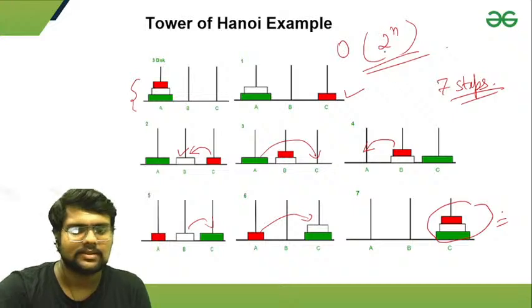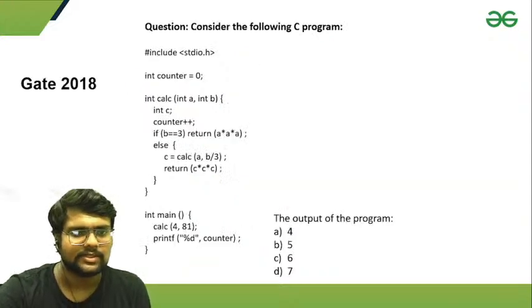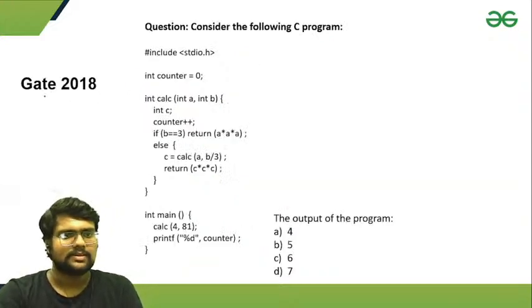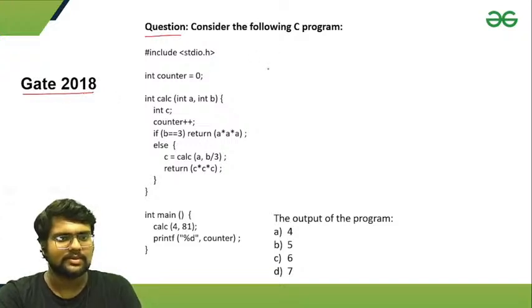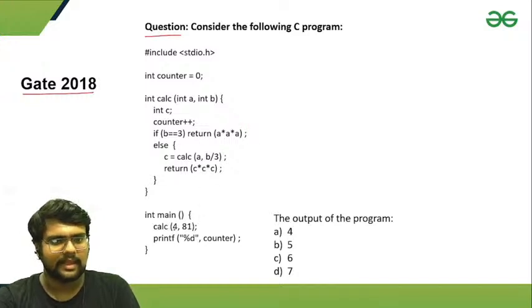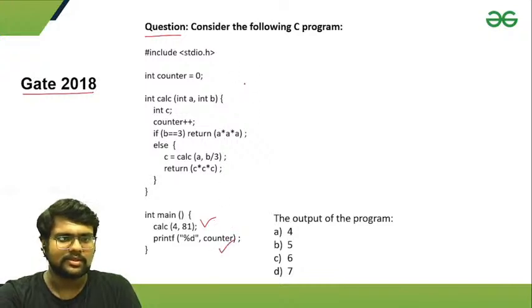Okay. So let's try to do some GATE questions. So this was asked in GATE 2018. So in this question, we have to compute calc(4, 81), and we have to print the counter value. So this question is also based on recursion.